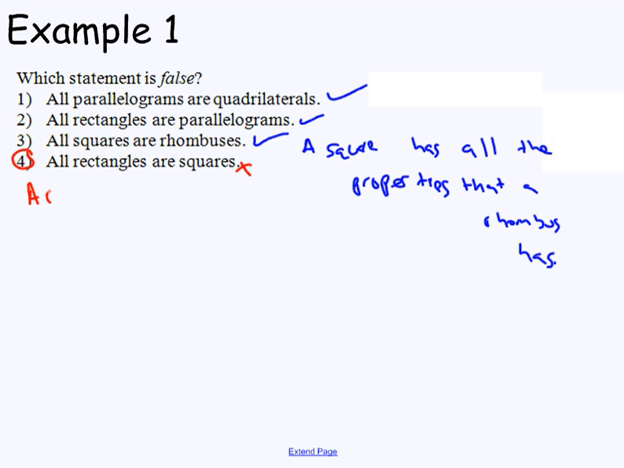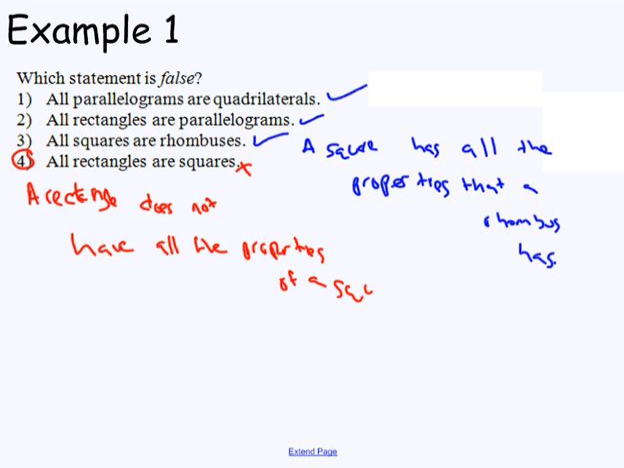A rectangle does not have all the properties of a square.